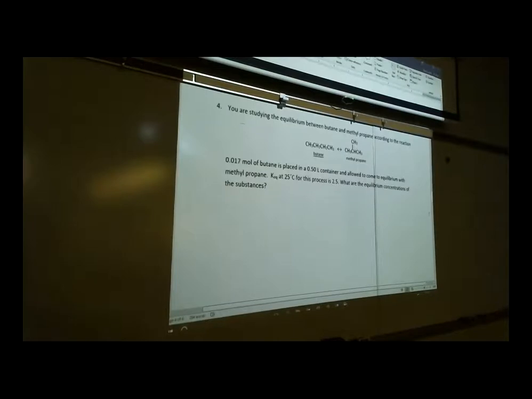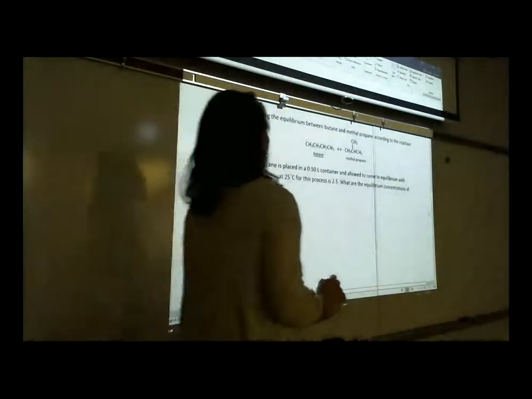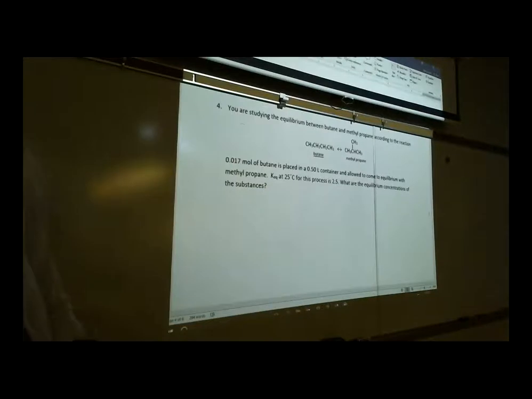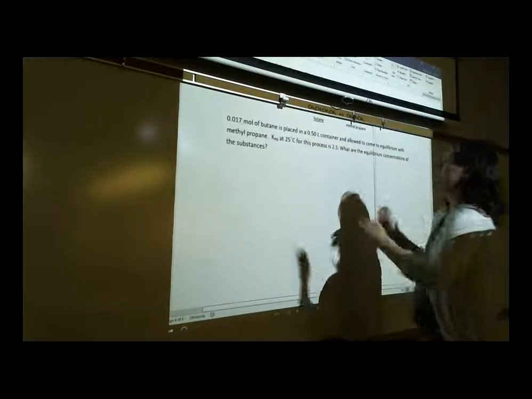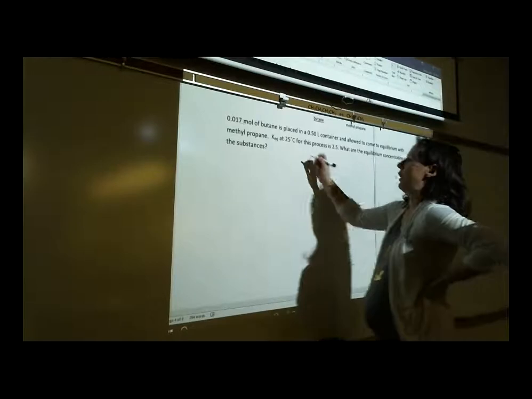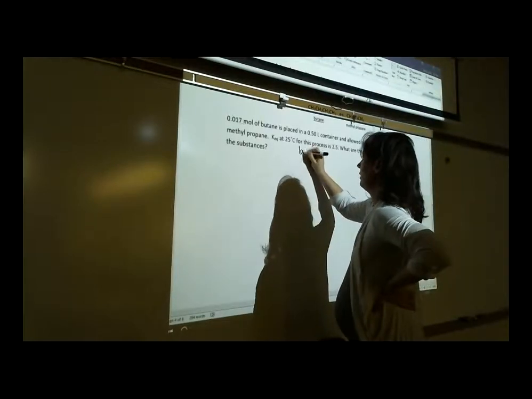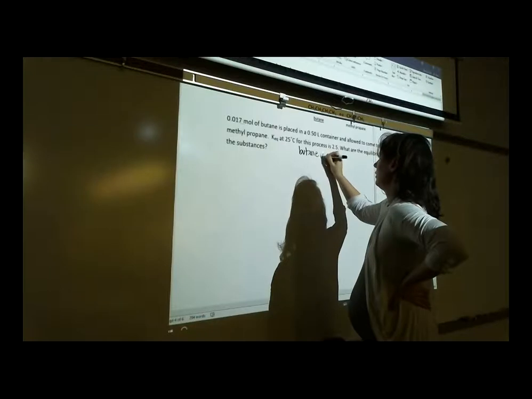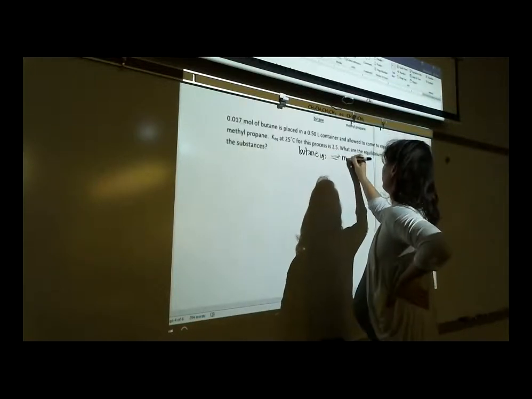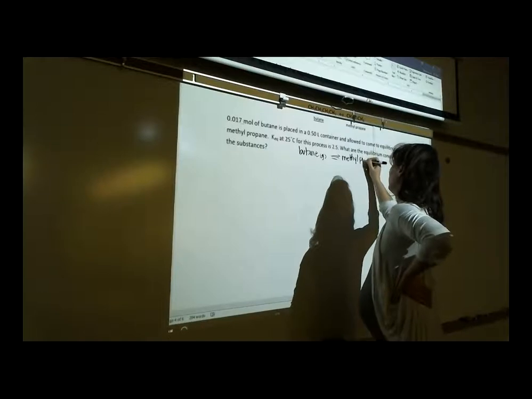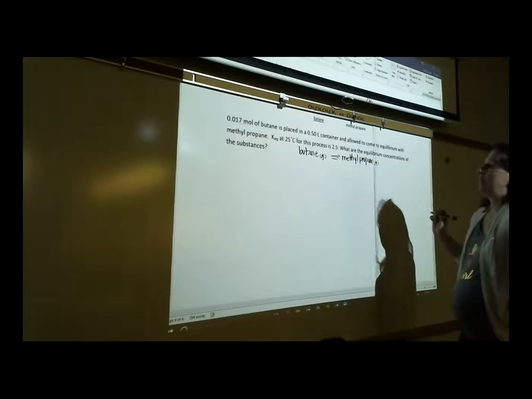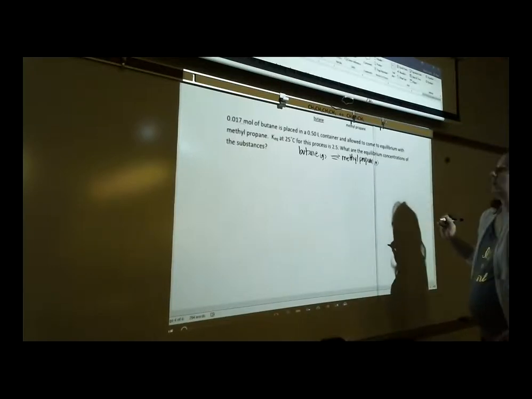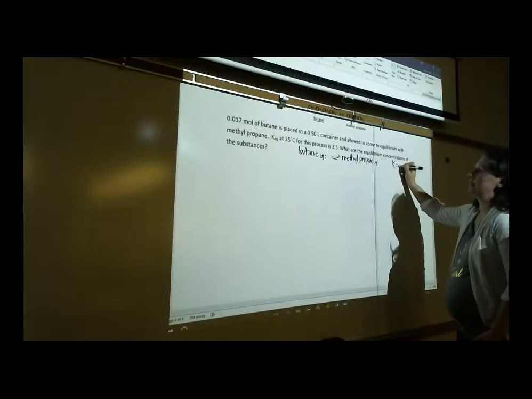All right, so we're studying two isomers here. Butane and methylpropane, they are structural isomers of each other. These are both gases. So we've got butane in equilibrium with methylpropane. These are both gases. And let's see, we've got the known value of K is 2.5.